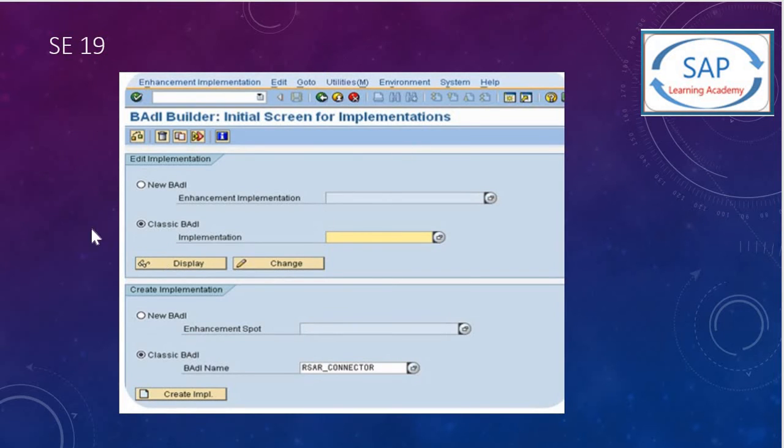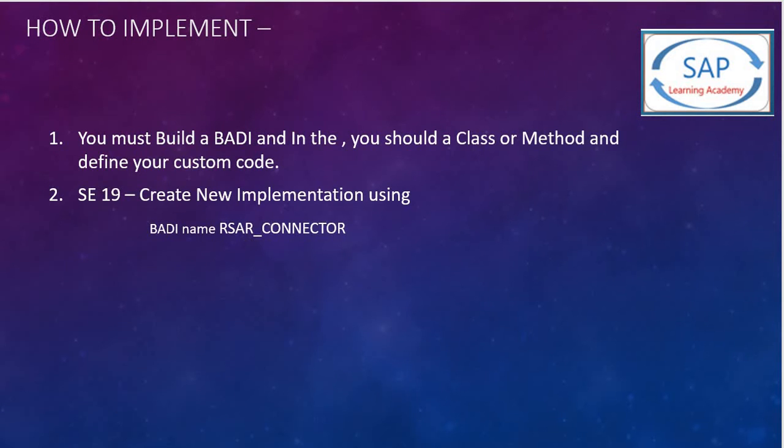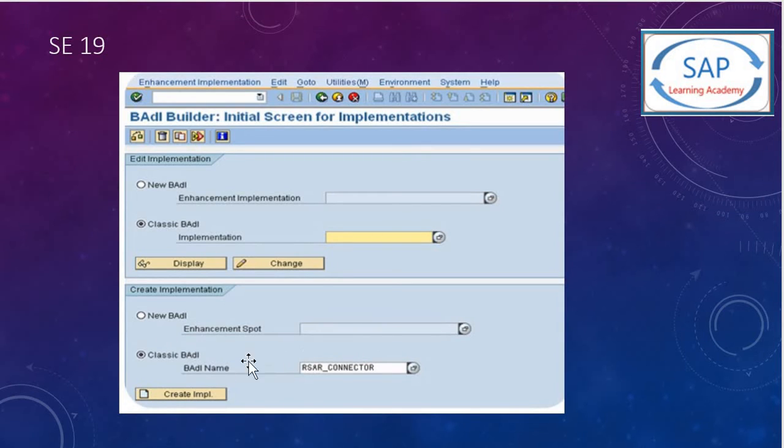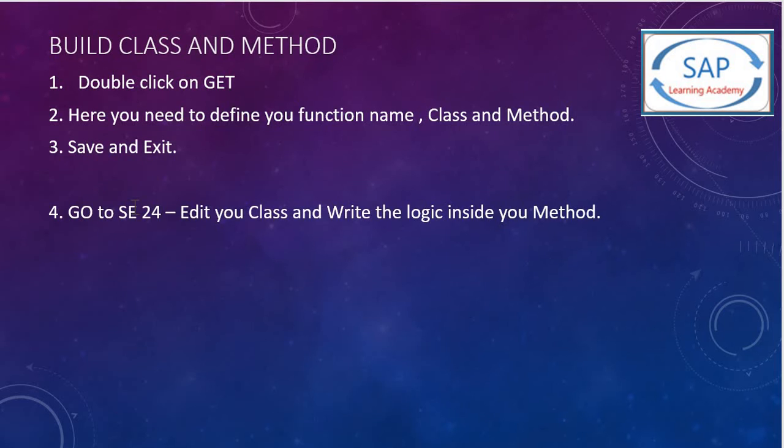You can see that this is the SE19 screen, and here you have to provide the BAdI name. So what is the BAdI name? The BAdI name is RSR_CONNECTOR. This is a standard connector which you have to provide here, because in this screen we have edit implementation, and below we have create implementation. Since you will be creating a new BAdI implementation, you have to provide that name in this classic BAdI field and then click on create implementation. Once you create the implementation, you should provide the name of the implementation, and then it will take you to a screen where you will find an option for the GET method.